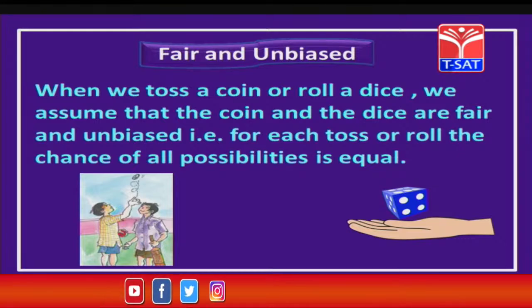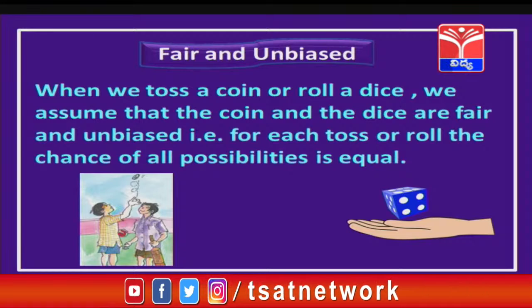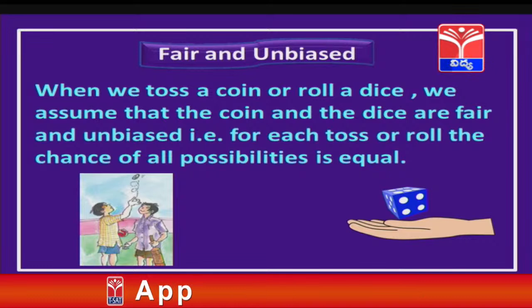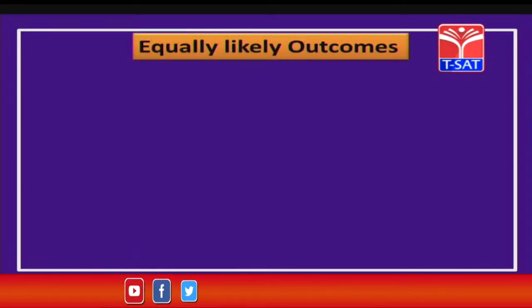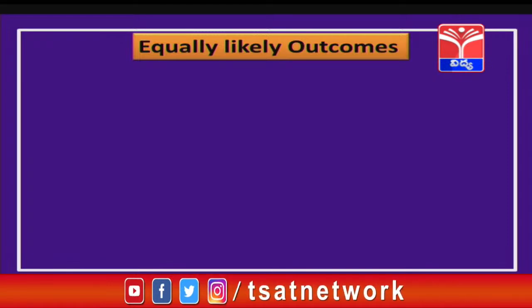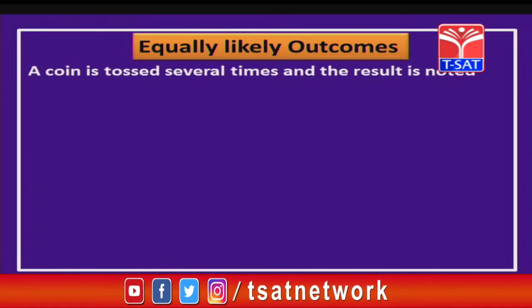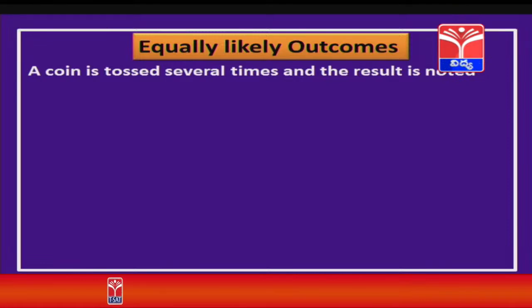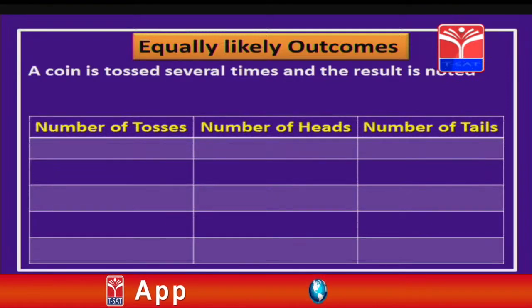So, in this entire probability chapter, whenever I say a coin is tossed or a dice is rolled, it means a fair and unbiased one only, children, unless and until it is mentioned otherwise. Got it, children? Now, next we are going to learn about equally likely outcomes. A coin is tossed several times and the result is noted in a tabular form as shown on your screen, children: number of tosses, number of heads and number of tails.